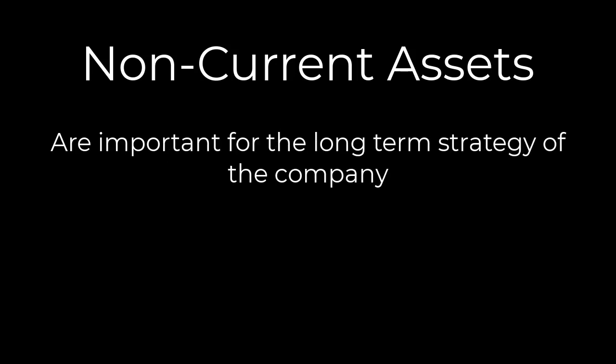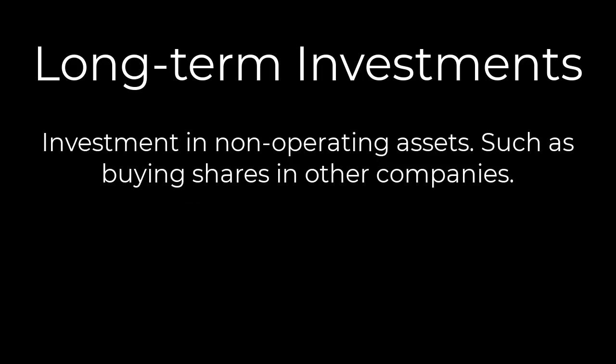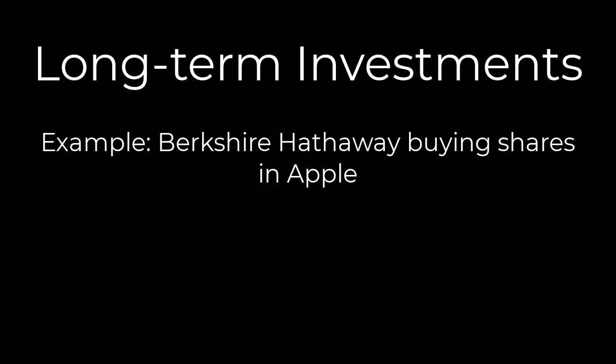Non-current assets are important for the long-term strategy of the company. Non-current assets include things such as long-term investments, property, plant and equipment, goodwill, and intangible assets. Long-term investments are investments in non-operating assets, such as buying shares in other companies. An example would be Berkshire Hathaway buying shares in Apple.